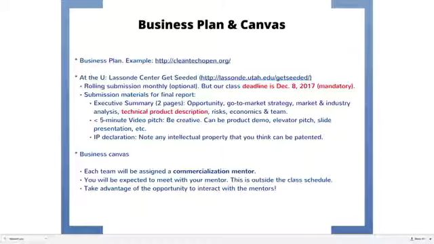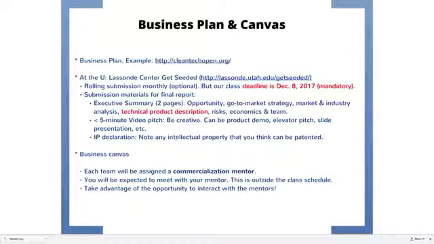So that's all that is due on December 8th. It can be a product demo, elevator pitch, slide presentation, whatever. The IP declaration may not be so important, but if you have some interesting intellectual property, it might be useful to list it out. And if you're interested in taking it to be patented, the Technology Venture Commercialization Office can help. It's one of the advantages of being at the U, because if they think your idea is good enough, they will actually pay to patent it, which is kind of cool.